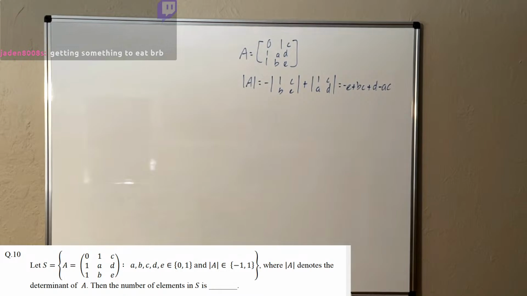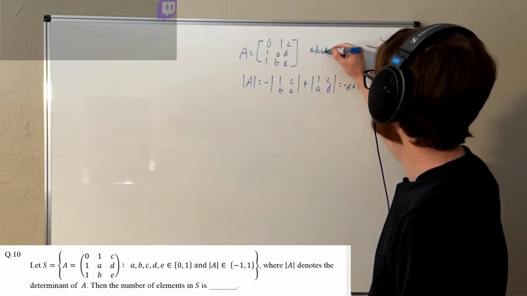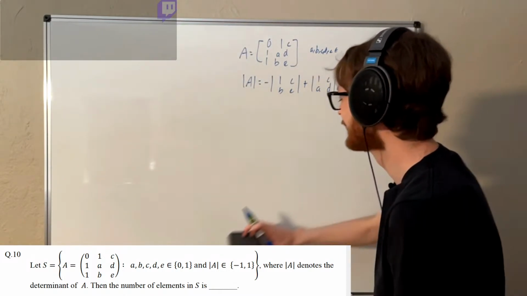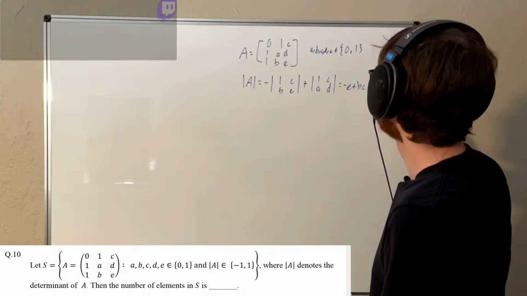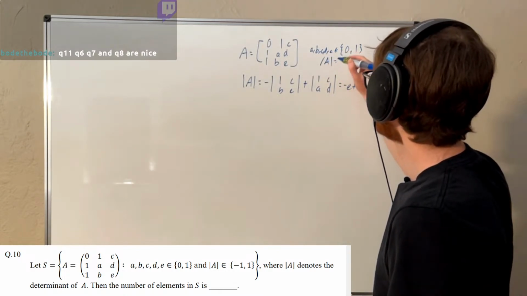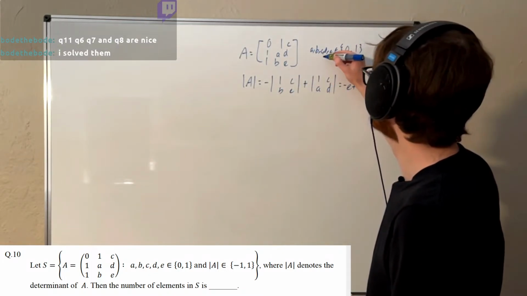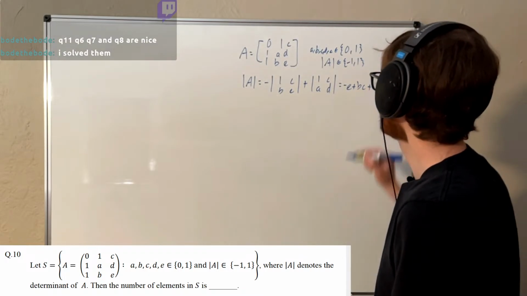Give me some D. Okay, Jaden. A, B, C, D, E are 0 or 1. And I guess the determinant of A is -1 or +1.